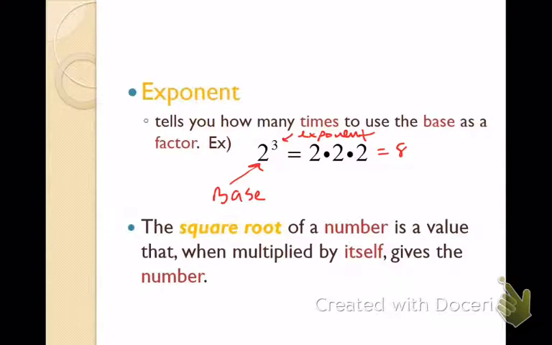Okay? A square root is our way of undoing a squared exponent. Okay? The square root of a number is a value that when multiplied by itself gives the number inside the radical. For example, if I want to know what the square root of 4 is, I know the square root of 4 is 2, because 2 times 2 is 4. Square root means that we're looking for a number that when you multiply it by itself one time, you get the number inside the radical. So the square root of 4 is 2. Okay?